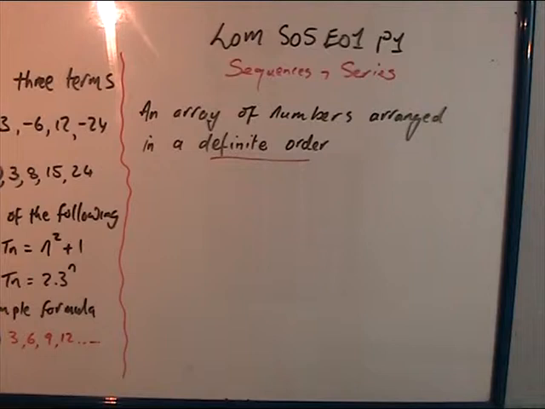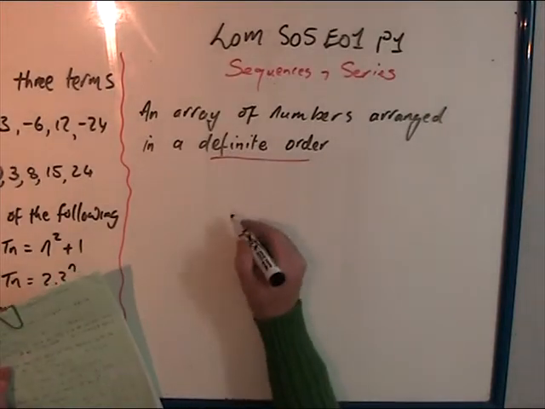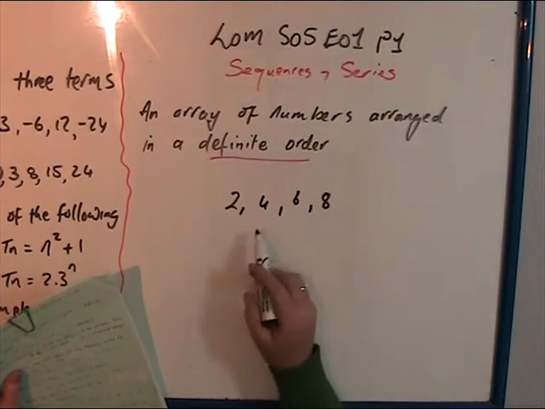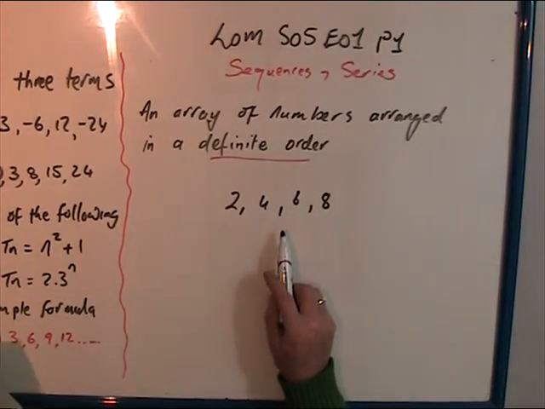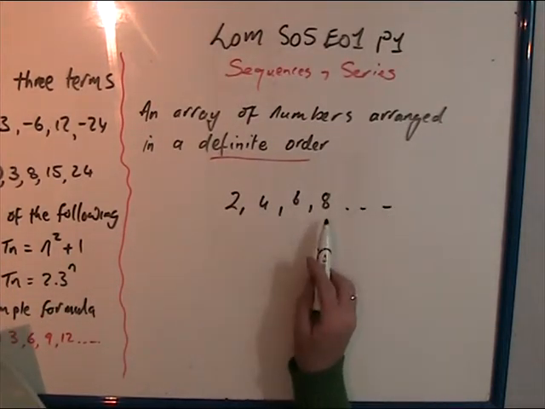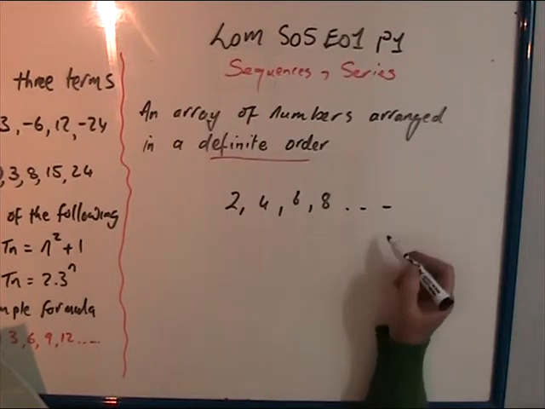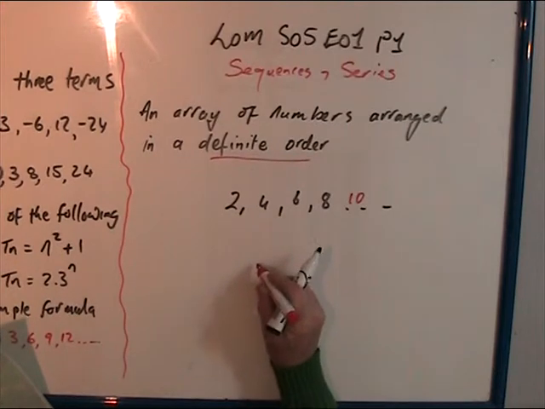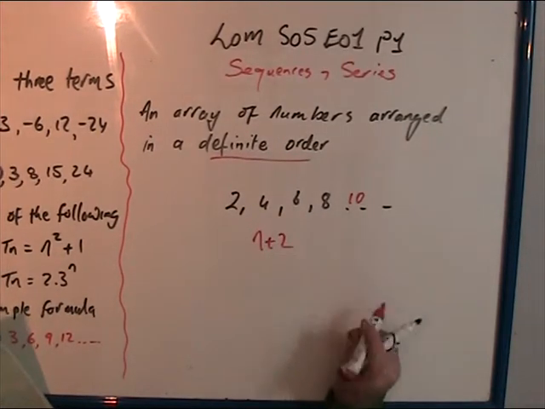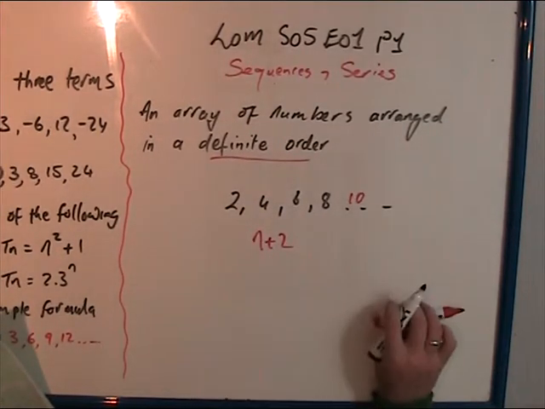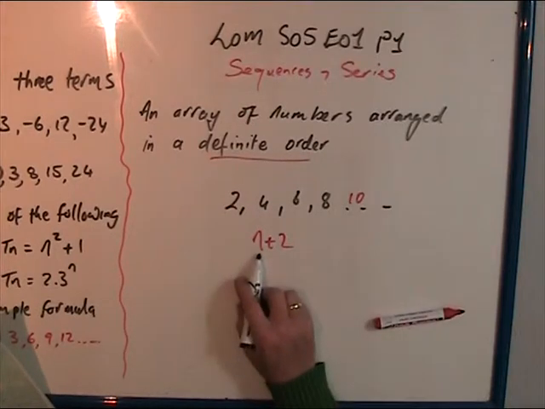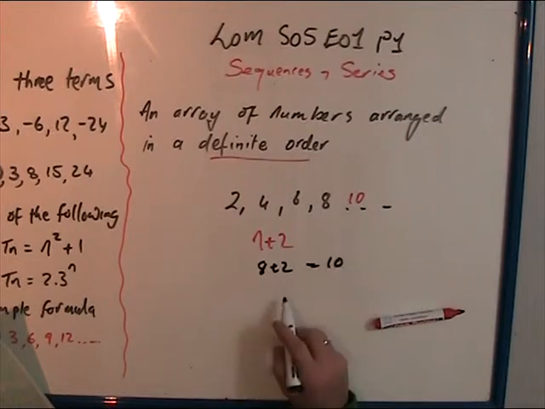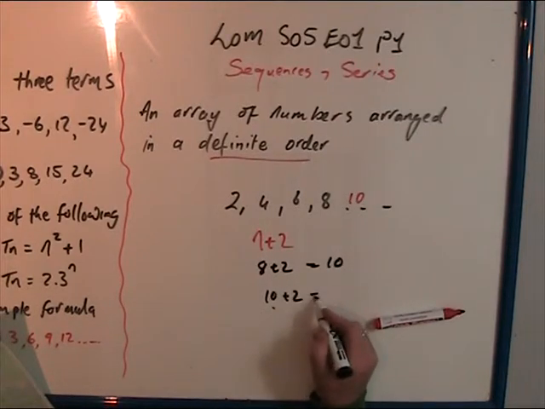So today we're going to do sequences and series. Now, I have an array of numbers, for example, 2, 4, 6, 8. By looking at that, I think I know the next number. You know the next number. The next number is going to be 10. Now what happened there? In your head you've added a 2 to the previous term. So it was 8 plus 2 is equal to 10, and then 10 plus 2 is equal to 12.